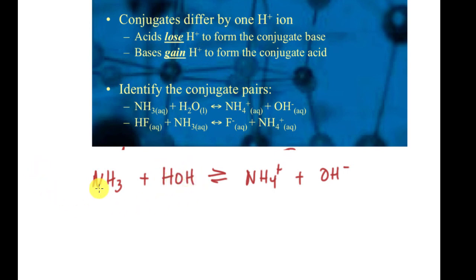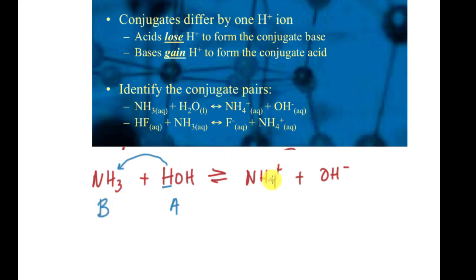All right, so the ammonia, the NH3, is acting as the base. Why? Because it's taking the hydrogen ion. The hydrogen ion is going from here over to here. How do I know that? Because I have ammonium over here. So if this is the base, this has to be the acid. Why? Because the definition of a Bronsted-Lowry acid is that it loses the hydrogen ion. The definition of the base is that it gains the hydrogen ion.